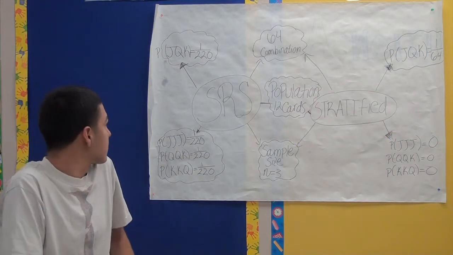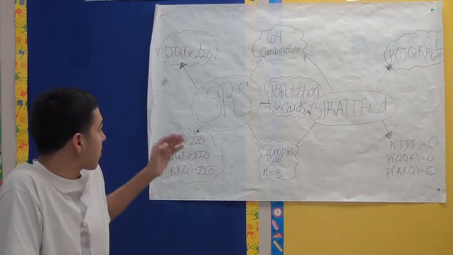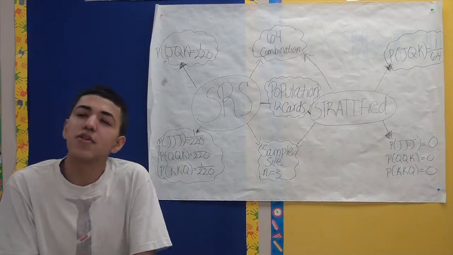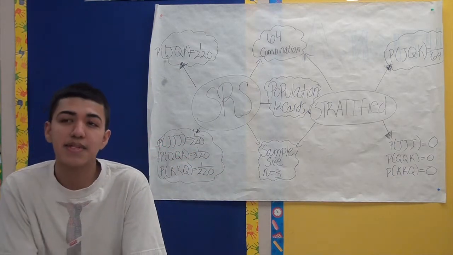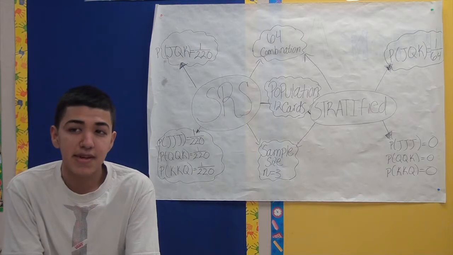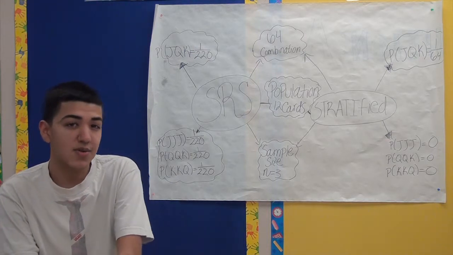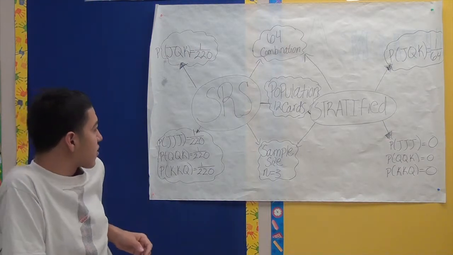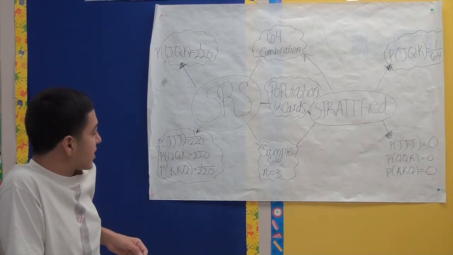The similarities between these 2 sampling methods are the 64 possible combinations, because within the 220 possible combinations of a simple random sample, 64 of the possible stratified samples exist in the 220. Also the population, which was 12 cards, and the sample size of 3.